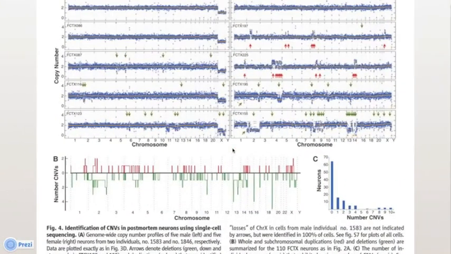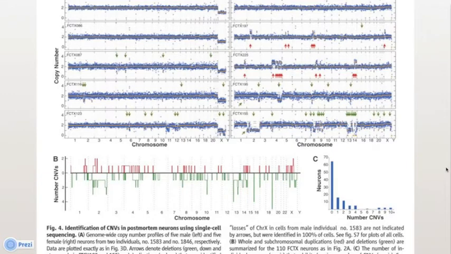In the second experiment, the researchers sought to determine whether mosaic CNVs were also present in FCTX neurons from post-mortem human brains. The results demonstrate that somatic CNVs are a common feature of neuronal genomes and suggest that the relative abundance of different CNV classes may vary among individuals.